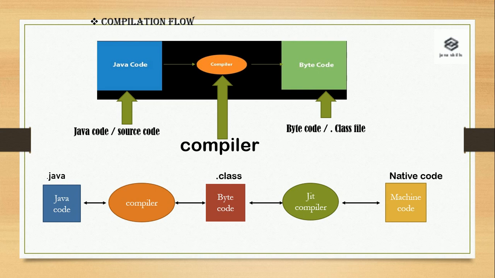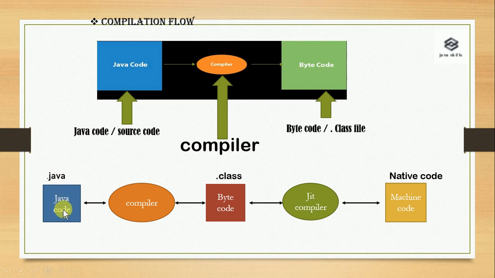You have seen I have written javac dot with the class name .java. At that time I was compiling the file. Once I have compiled, the bytecode is generated. Now the bytecode is given to the JVM. The JVM will execute that bytecode.